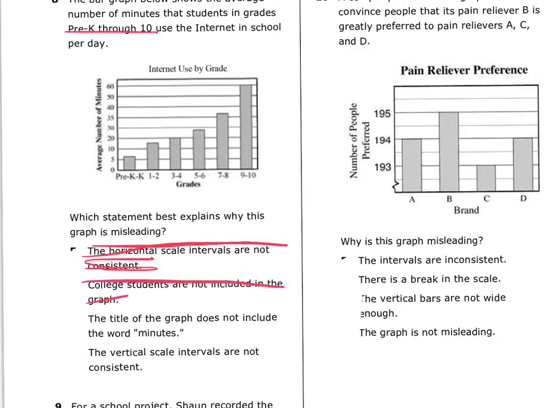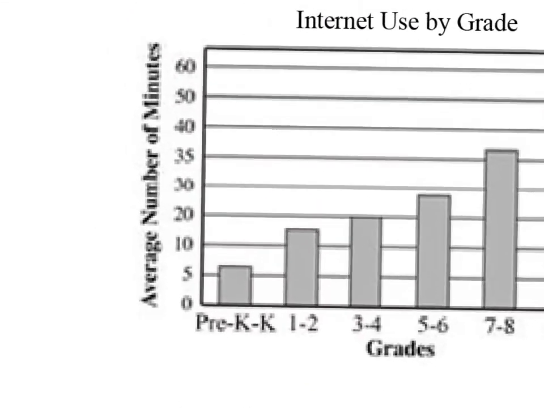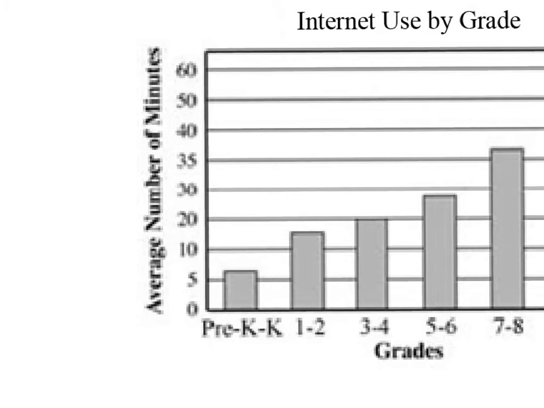The next one, the title of the graph does not include the word minutes. Again, do not pick that answer. We're not worried about what the title of the graph says. All right, so that's not our answer choice. The last one says the vertical scale intervals are not consistent. Now, if we look, what are our vertical scales counting up by?